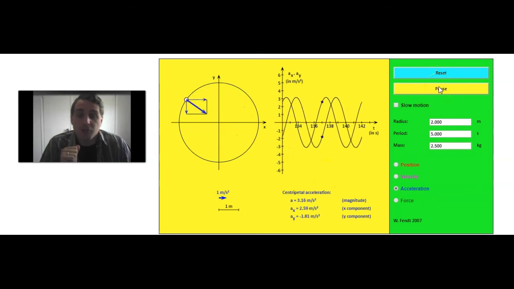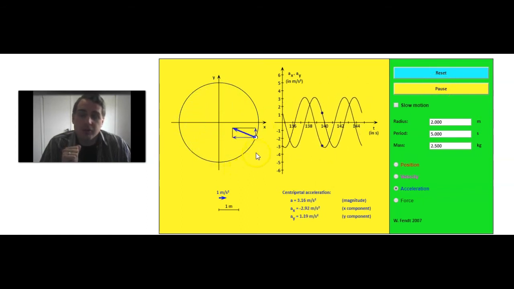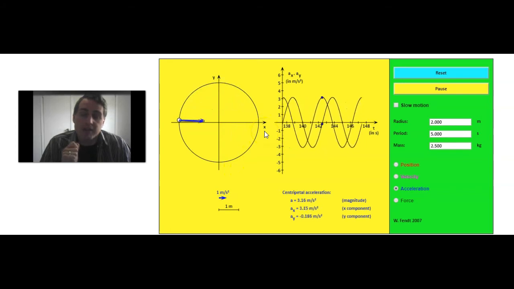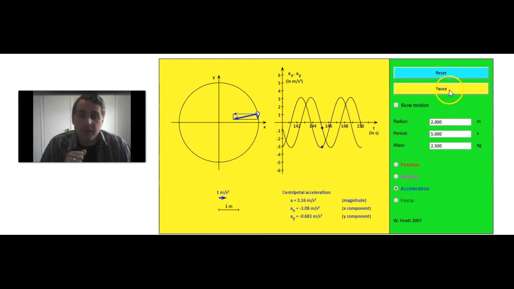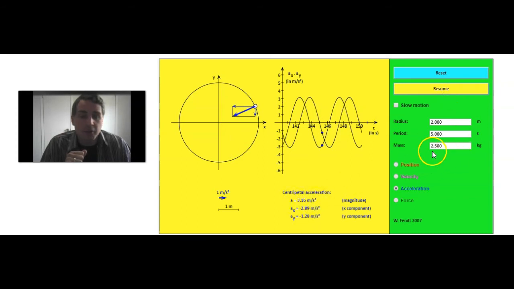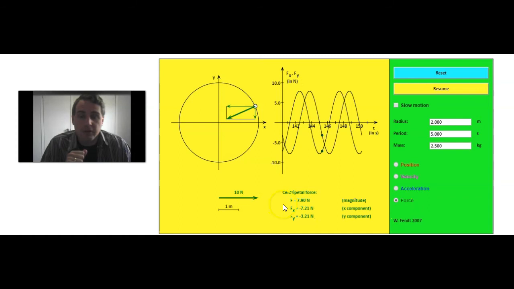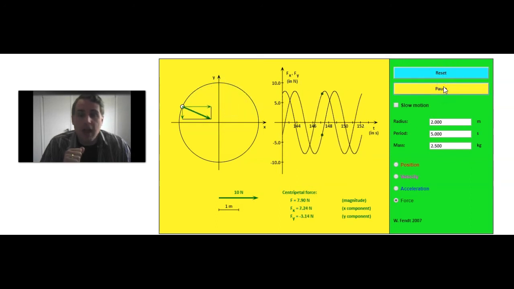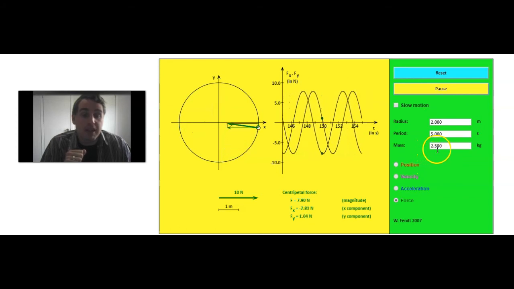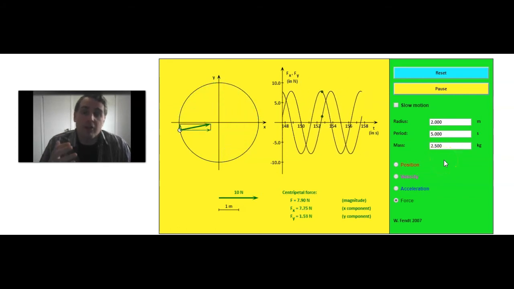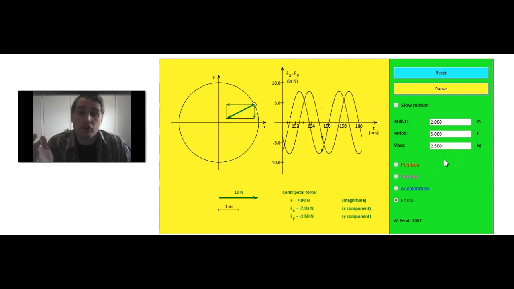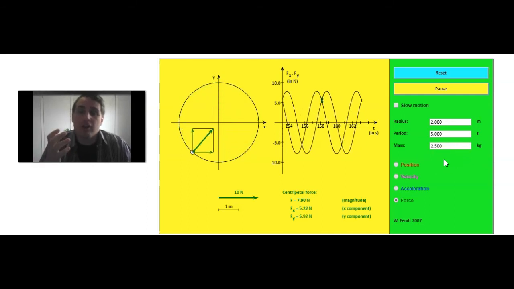Okay? So the faster we go, the larger the centripetal acceleration, and the larger the radius, the smaller the centripetal acceleration. Notice if I take 3.16 meters per second squared and multiply by 2.50 kilograms, that should give us the centripetal force. So that's 7.90 newtons. Remember, the centripetal force is in the exact same direction as the centripetal acceleration, but it's just literally scaled up by the mass. Larger mass, larger centripetal force.